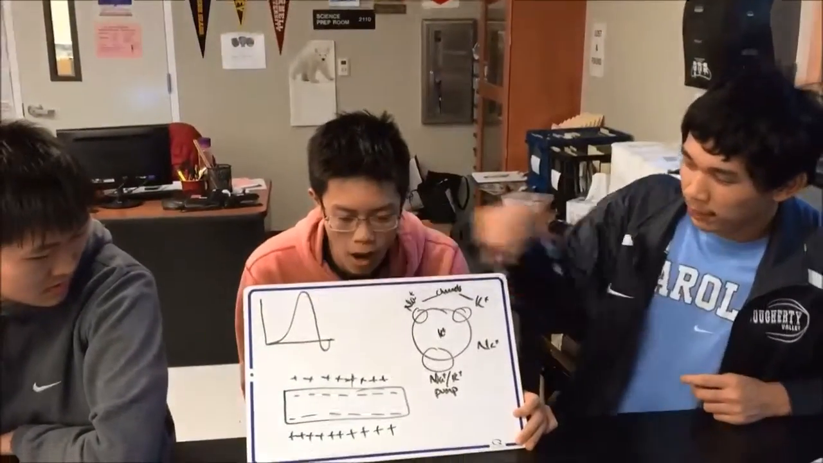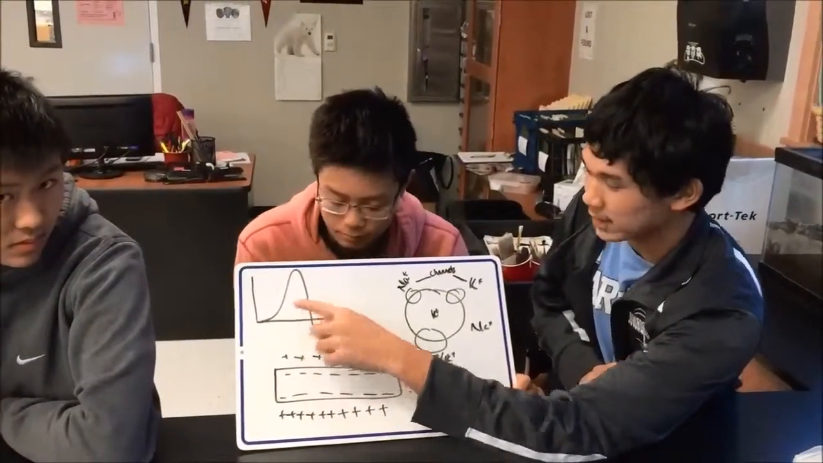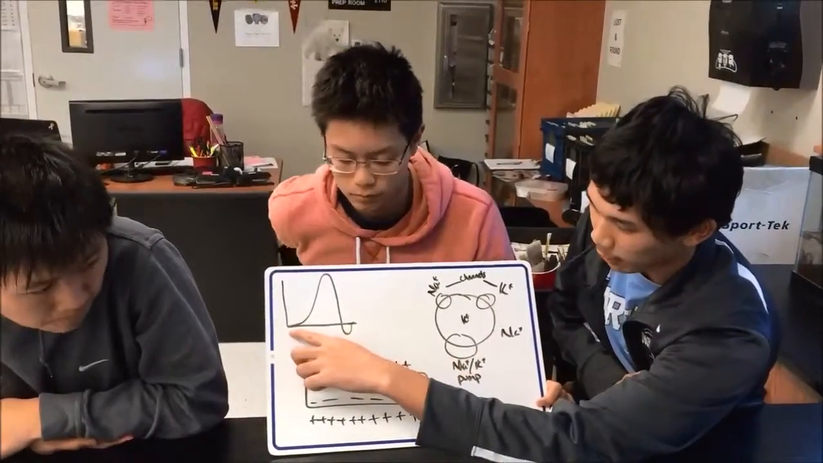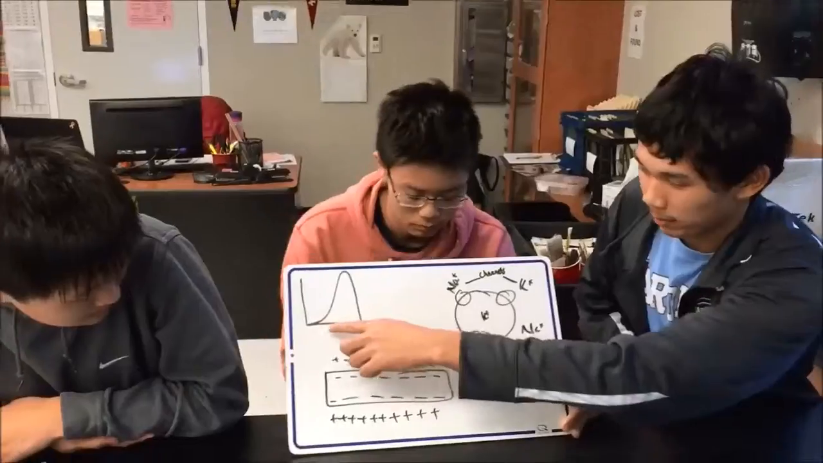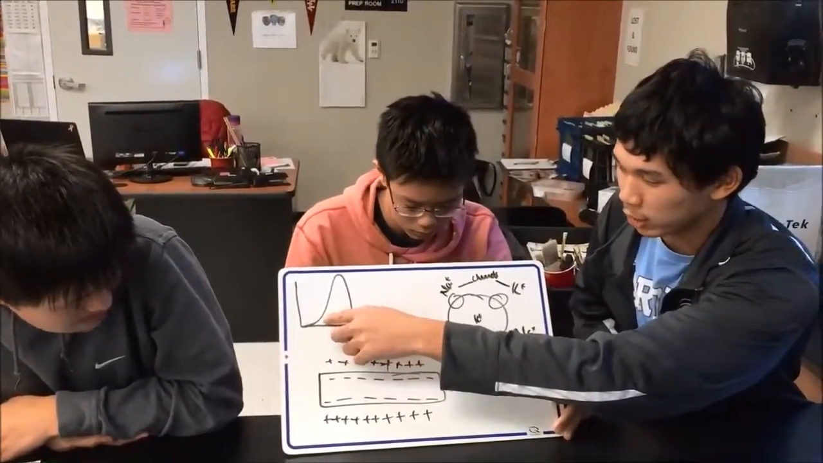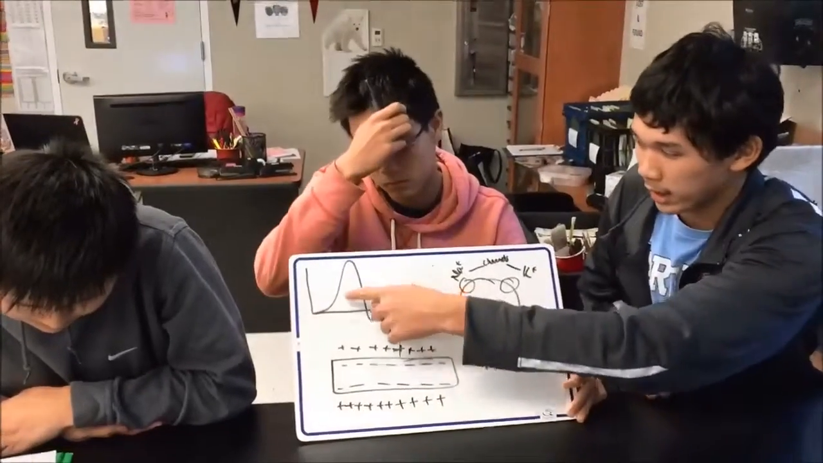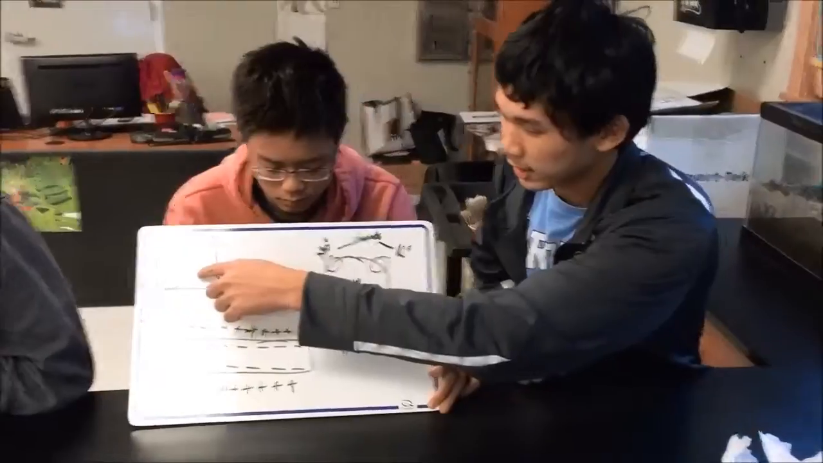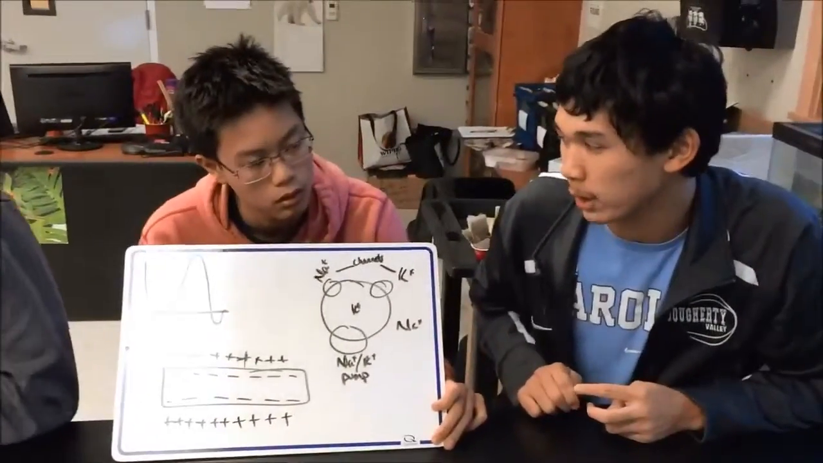So in this graph, the voltage of the inside of the cell as the action potential occurs. It starts out at resting potential, which is negative 70 millivolts. Then it reaches the threshold potential around here at negative 55 millivolts. Then the sodium channels open and sodium enters the cell, which brings the voltage up to around 40 millivolts.